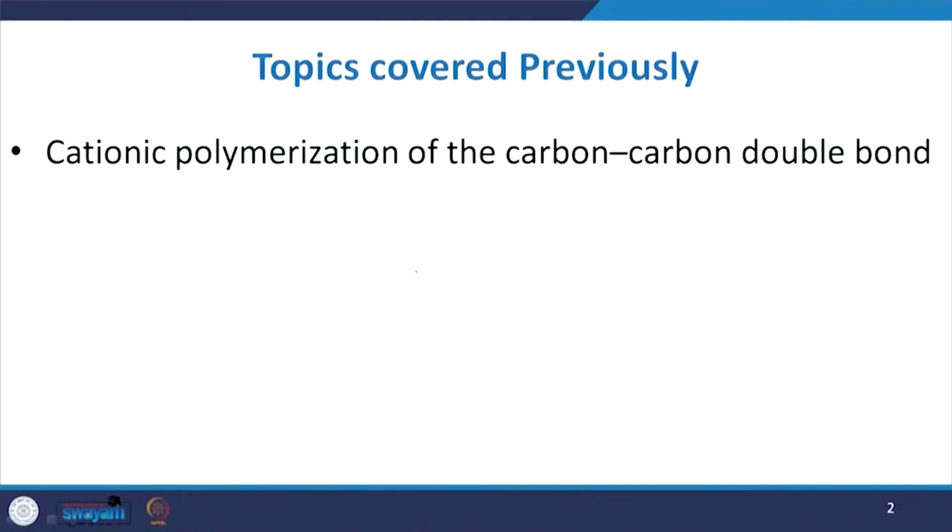Welcome to the next module of this ionic polymerization. If you recall, previously we discussed the cationic polymerization of carbon-carbon double bonds. In this part, we discussed the various initiation protocols for cationic polymerization. We discussed the photo initiation effect, the radiation induced initiation steps, etc.